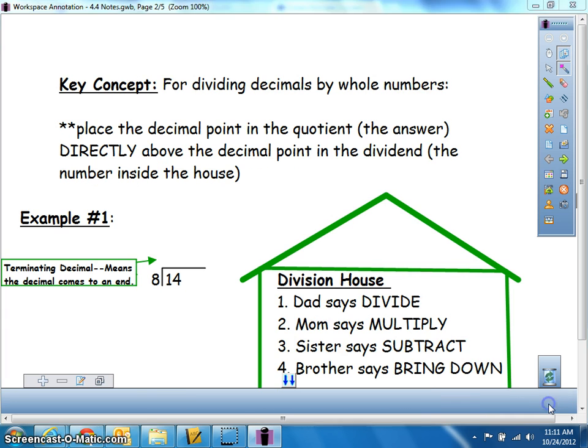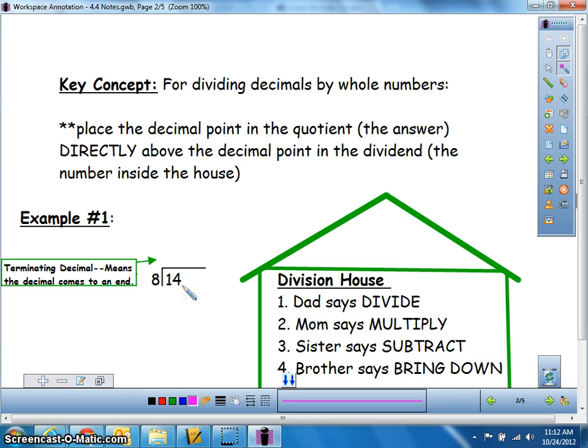So let's go ahead and get started. Today, our key concept, the main thing I want you to remember, is that when we divide decimals by whole numbers, all we need to do is place the decimal point in the quotient, so the decimal point in the answer, directly above the decimal point in the dividend. And what I mean by that is we need to look at where our decimal is in here and move it absolutely straight up into where our answer will be.